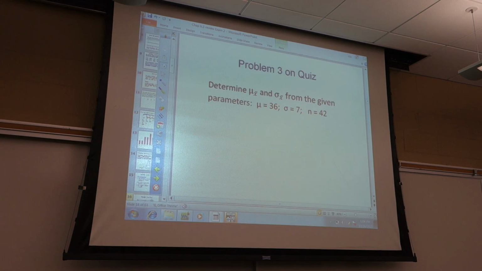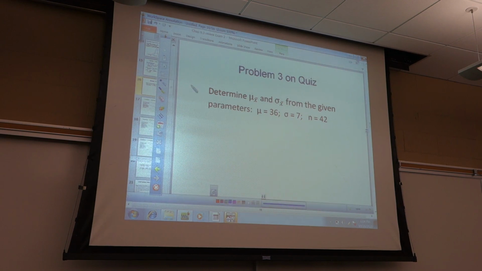A couple of things. So here's your quiz problem number 3 on your quiz. Has everybody had a chance to do these? Yes. All right. So my mu x bar is just my mu, 36. My sigma x bar, and again, write all of this out. Don't leave off steps. Sigma x bar, well, you can leave out the sigma over square root of n if you want, but it's 7 over square root of 42. 1.08. Great.